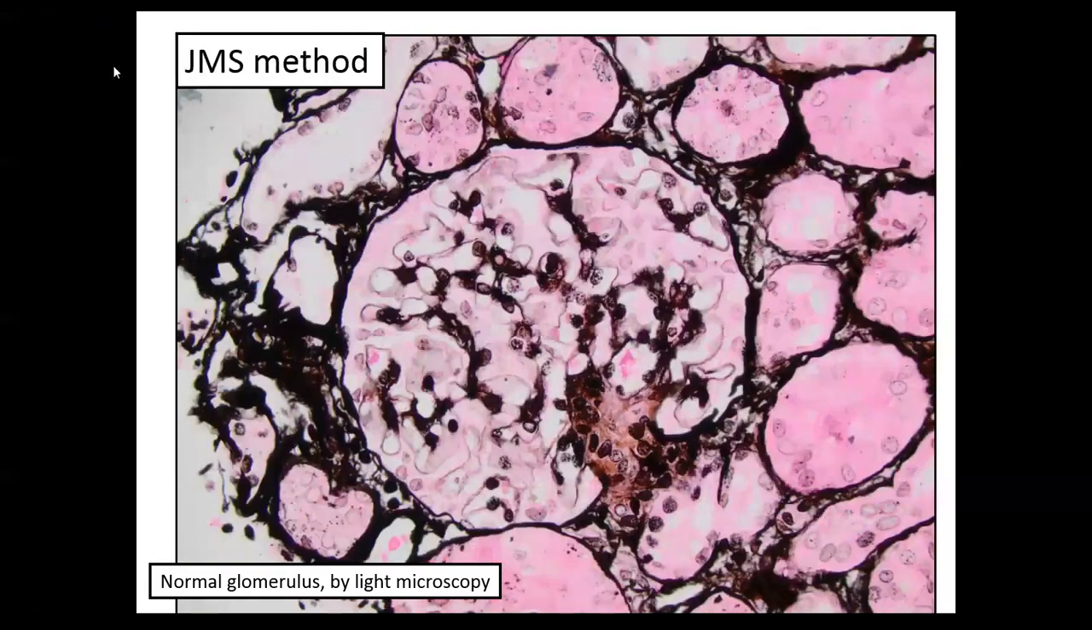I do the silver stain. Again, my capillary loops are right here. They have a very smooth, thin contour. I don't see any irregularities. I don't see any holes.